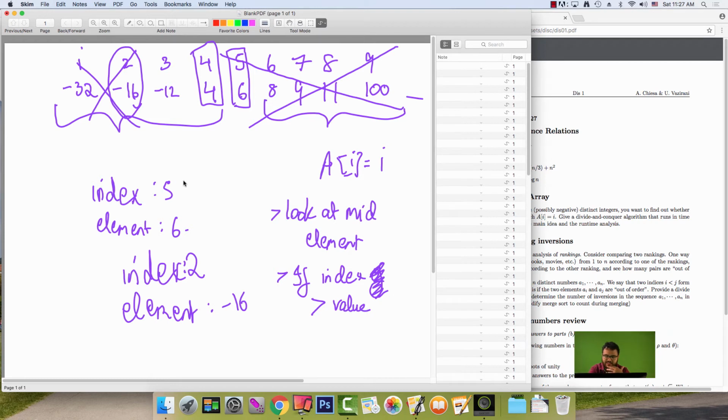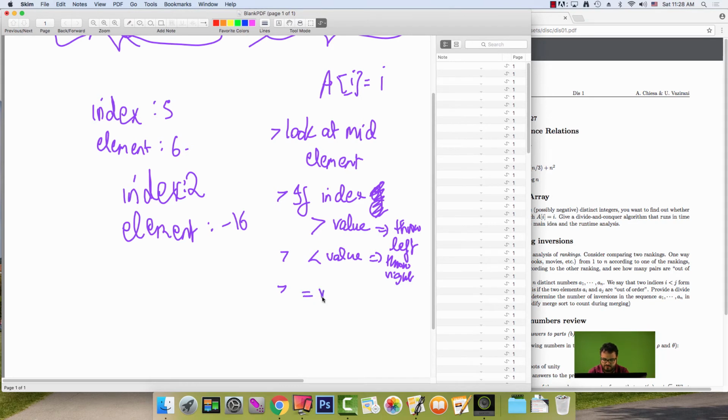What does this mean? Well, this was the case where the index was less than the value. This is the case where the index is greater than the value. If index is greater than value, throw left, as in we can throw out the left half of the array. Similarly, if index is less than the value, throw right. And finally, if equal to value, we have our answer. Of course, you have to write these in coherent English sentences, but you get the idea.